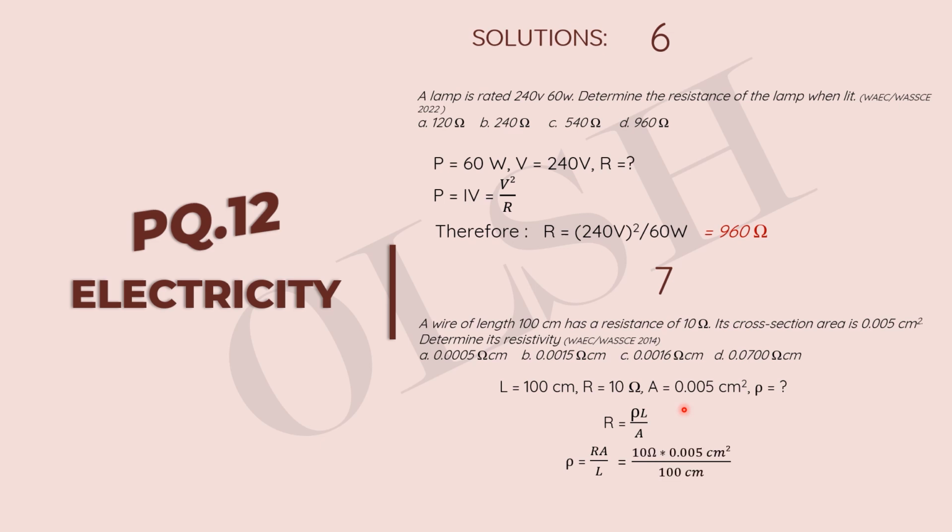We bring in our parameters. We have 10 ohms times 0.005 centimeter squared divided by a length of 100 centimeters. If we simplify that, what we're going to get is 5 times 10 raised to the power minus 4 ohm centimeter. That's the value of the resistivity of the wire.